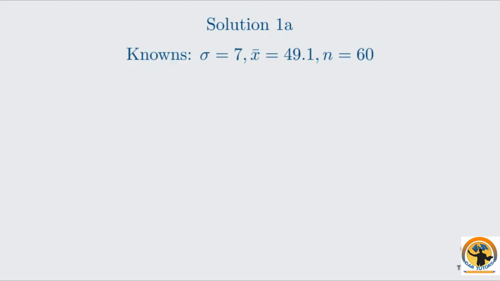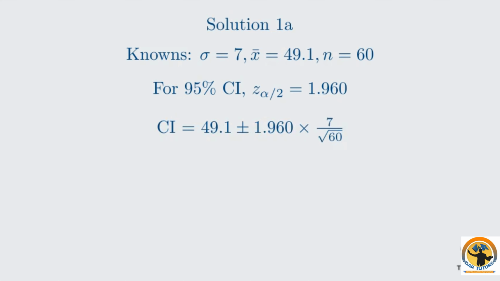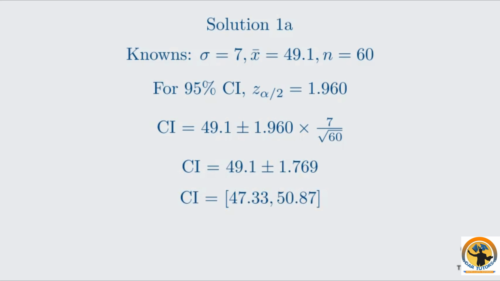Here's the solution to question 1. First, we list our knowns. Sigma is 7, the sample mean x bar is 49.1, and the sample size n is 60. For a 95% confidence level, the critical value z alpha over 2 is 1.960. We apply the confidence interval formula. The lower limit is 49.1 minus 1.960 times the standard error, 7 over root 60. The upper limit is 49.1 plus the same amount. This gives us the interval from 47.33 to 50.87.